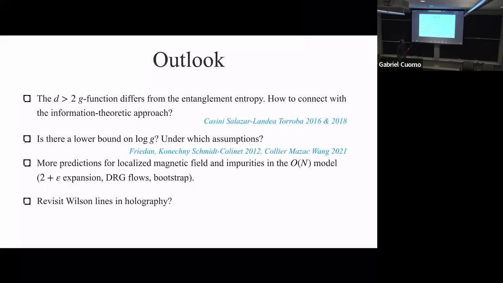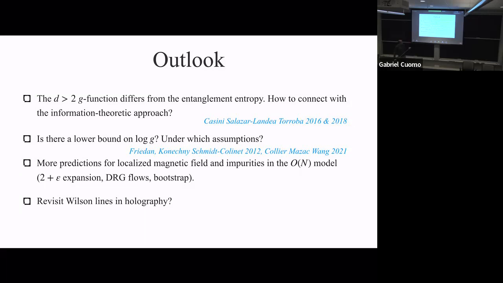So, we mentioned this g theorem. We may be missing an entropic interpretation of the g theorem. I mentioned the question, and there are some more critical questions about lower bounds on the defect partition function, which would be kind of a lower bound on g. And there is some nice work in 2D, including the work of Ifan.